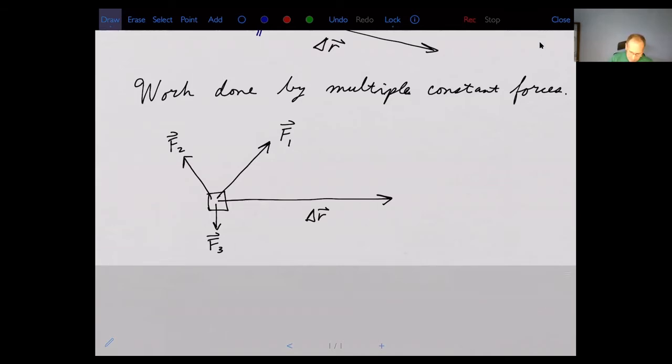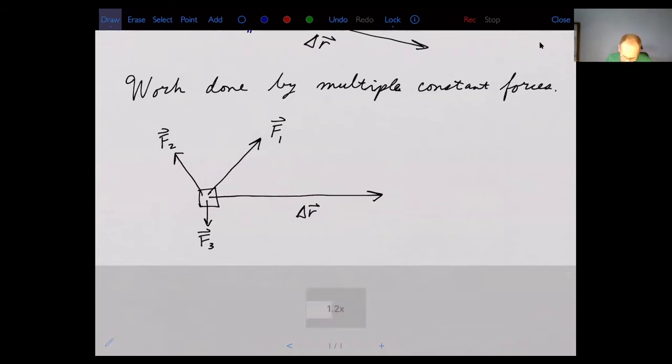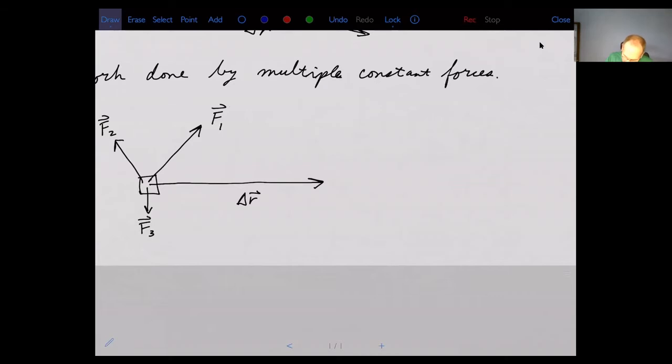And I want to know the net work done by all three of those particular forces acting on the system. Well, there's a couple ways you could do this, right? You could find the net force first. So if you add those three vectors together, tip to tail, if I start with F1, let's say I add F2, something like this. So this is F1, this is F2, and then F3 is going to be like that.